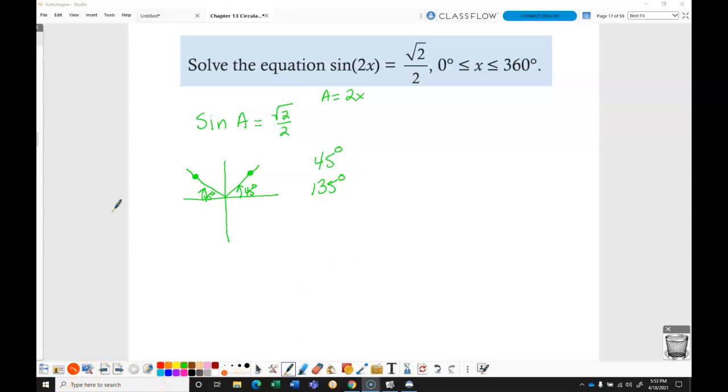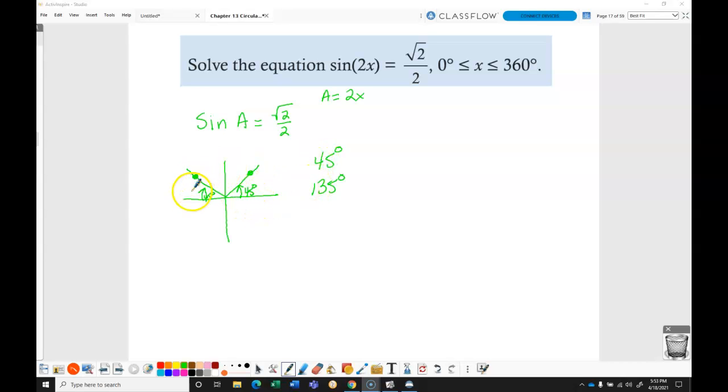So you might think to yourself right now, oh, I'm done because nothing else fits between 0 and 360. But the thing we have to remember is that we're actually looking for double that amount. So these angles are actually twice as big as what we're looking for to be in between 0 and 360. So I'm going to keep going just to make sure.